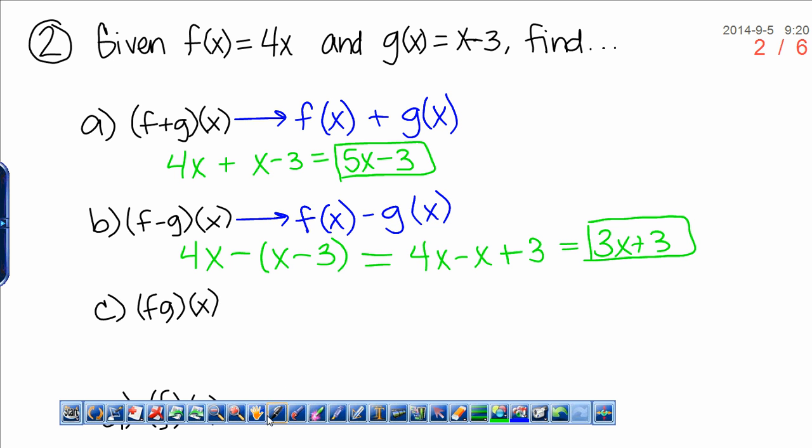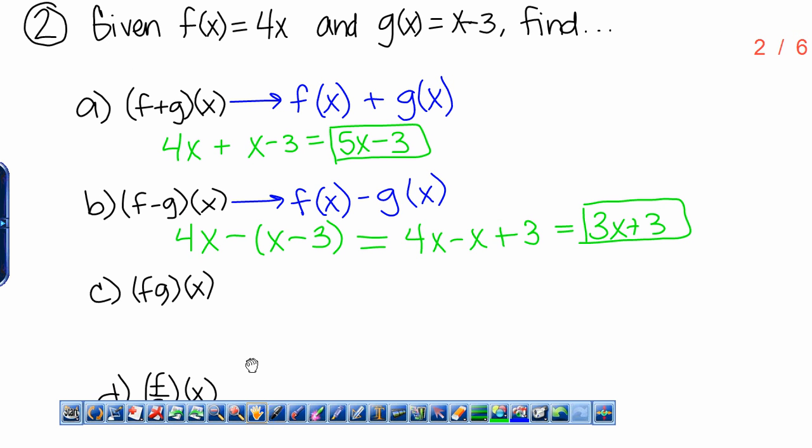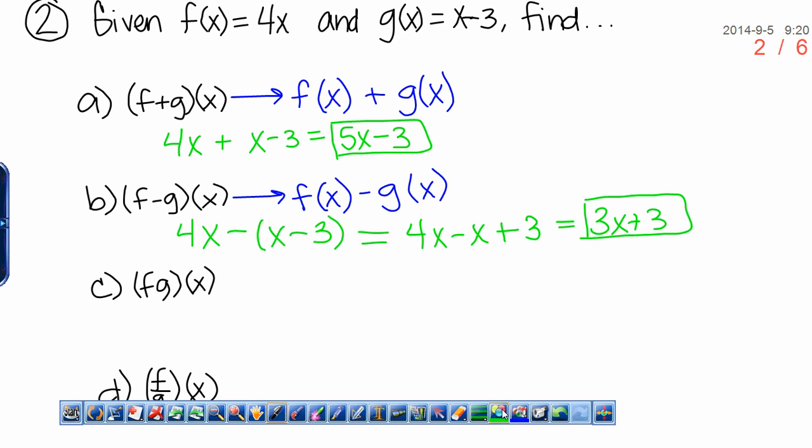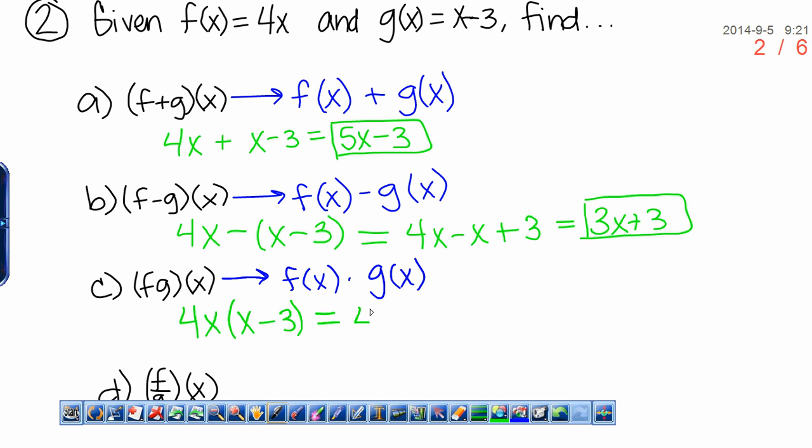Okay? What do you think fg of x means? Good. F of x times g of x. All right, so what are we going to do? Okay, so 4x times what? Good. And what's that going to give us? Go ahead. Good job.